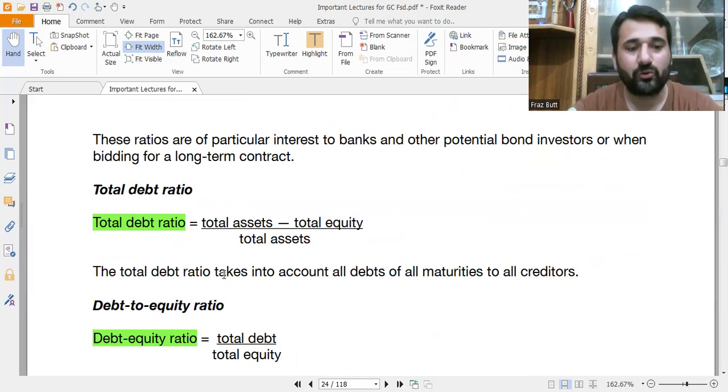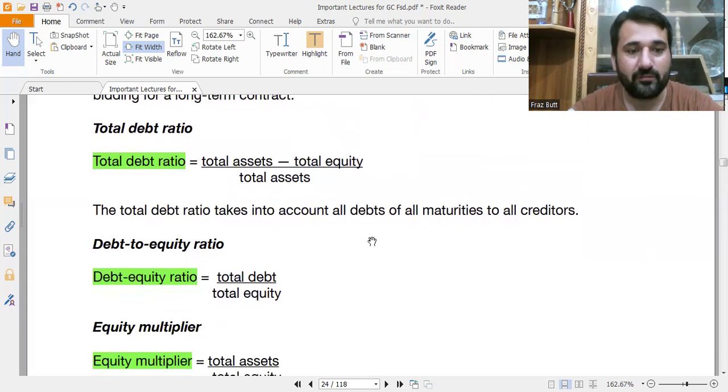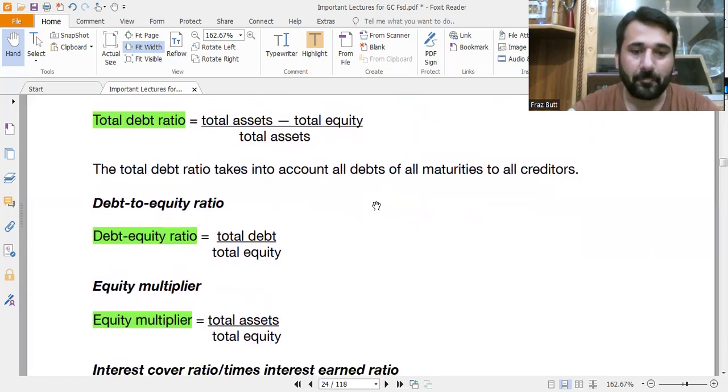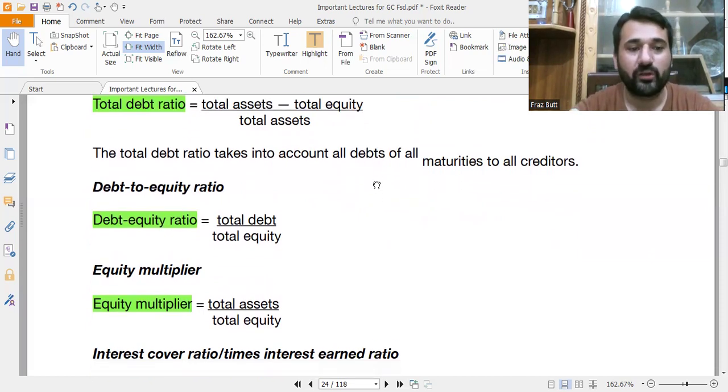The total debt ratio takes into account all the debts of all maturities to all creditors. That is what happens in the case of the debt ratio. It considers all the debts of all maturities and to all the creditors. Maturity means when a bond reaches its maximum value, or when it has to be converted into cash; that is the maturity date or the maturity time.